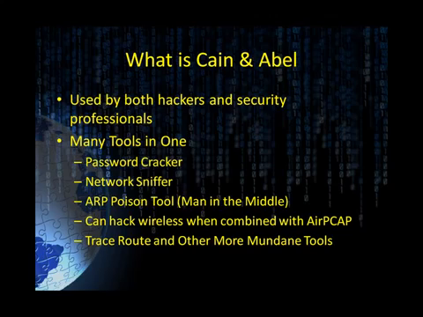It contains a password cracker, a network sniffer and monitor, and an ARP poisoning tool, which is the most unique feature of Cain. That is designed for a man-in-the-middle attack, which I'll talk more about in a minute. It can hack a wired network, or when combined with AirPCAP, it can actually hack wireless accounts as well. In addition to these tools, it also contains traceroute and other more mundane networking tools.